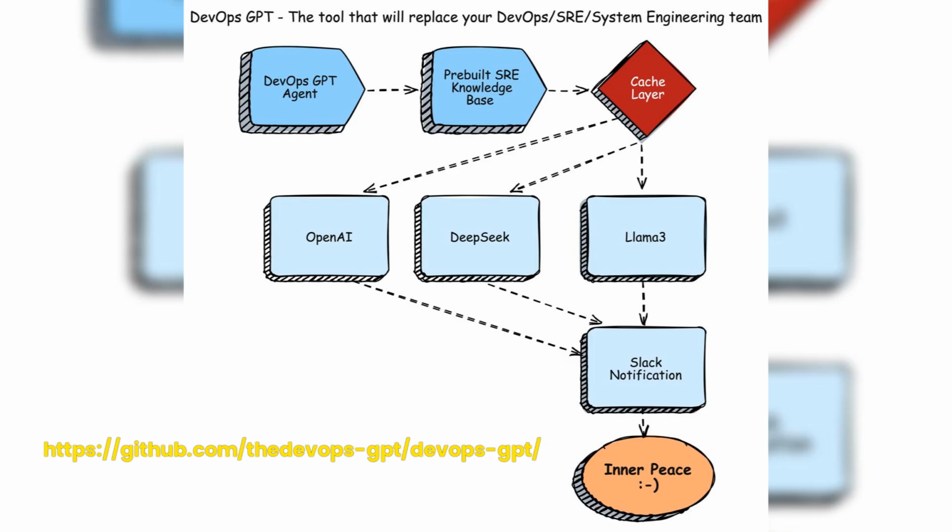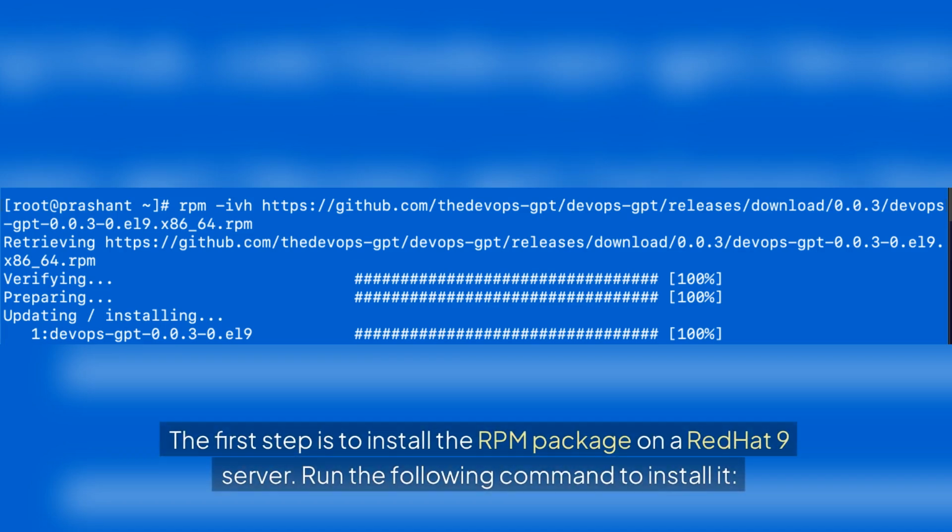In the previous video, I introduced you to DevOps-GPT and explained how it works. In today's video, I will show you how to install and use it. To keep things simple, we will follow the GitHub README file for the DevOps-GPT project. The first step is to install the RPM package on a Red Hat 9 server.